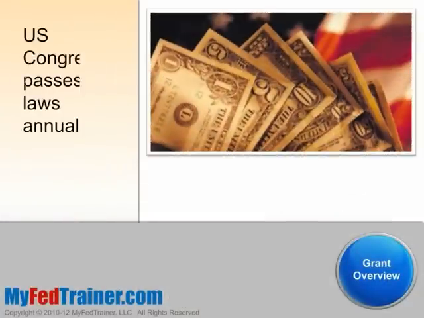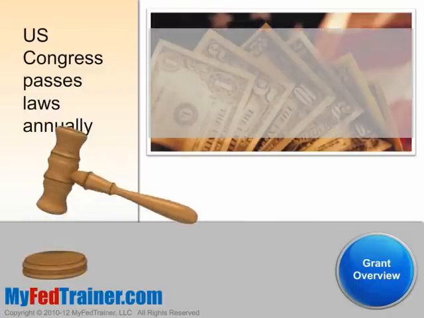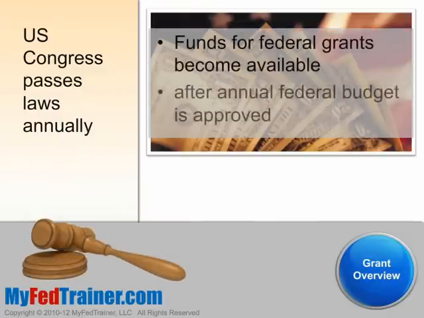The grant cycle starts each year with the U.S. Congress passing laws which make federal funds for grants and other types of spending available once the federal budget is approved.